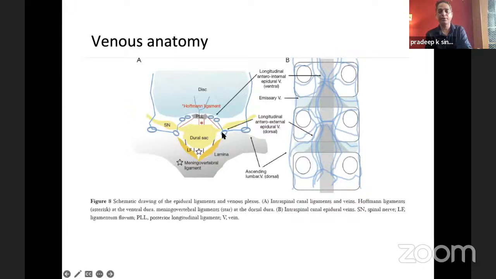So venous anatomy is important not only for this, but surgical bleeding is the major source. This venous system is a major source of surgical bleeding at the site, whatever you do, interlaminar or transforaminal.